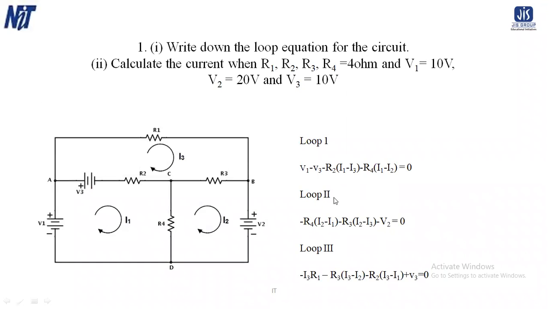So here, number one, write down the loop equation for the circuit. A circuit is given. Calculate the current when R1, R2, R3, R4 equal 4 ohms and V1 equals 10 volts, V2 equals 20 volts, and V3 equals 10 volts.